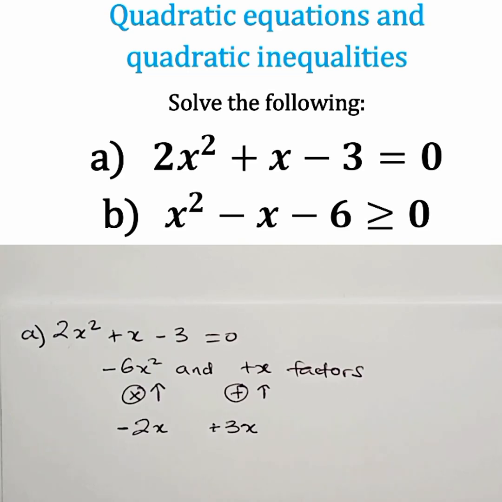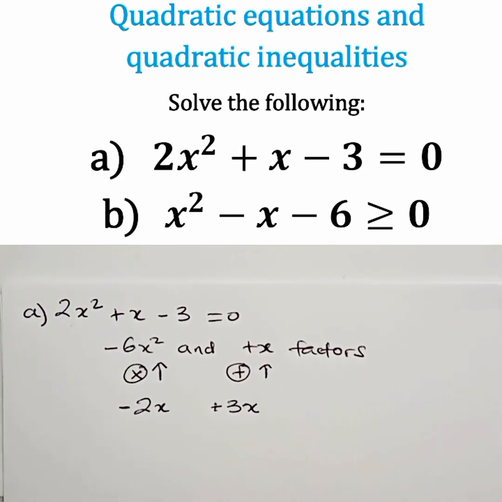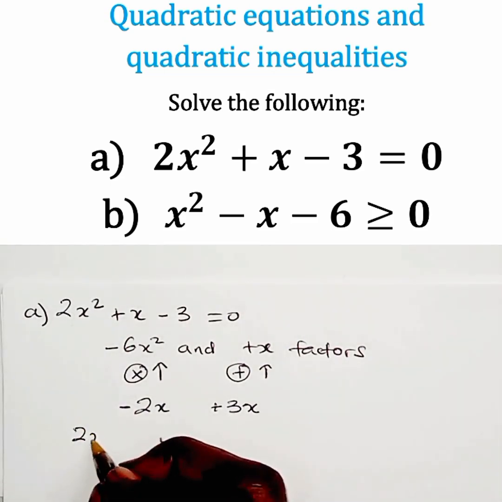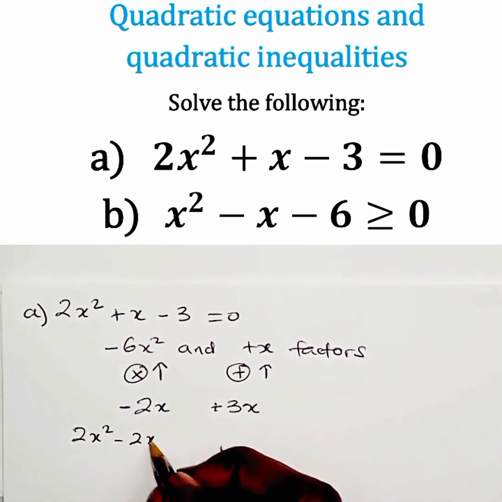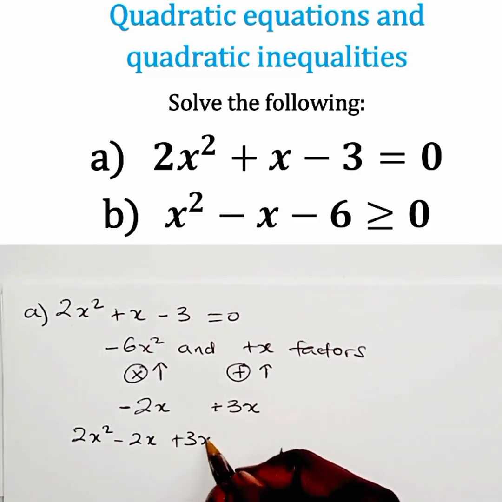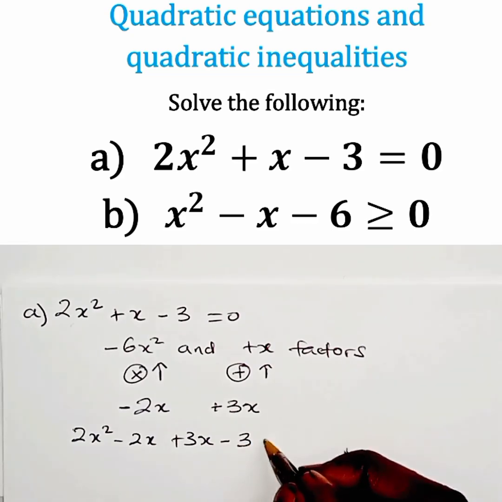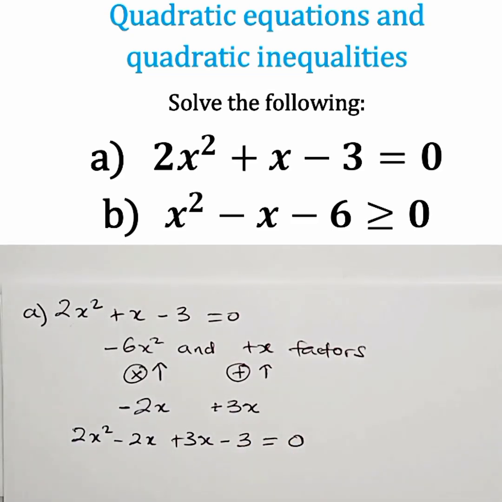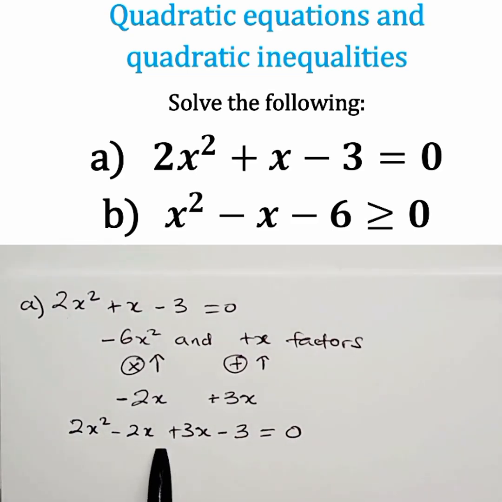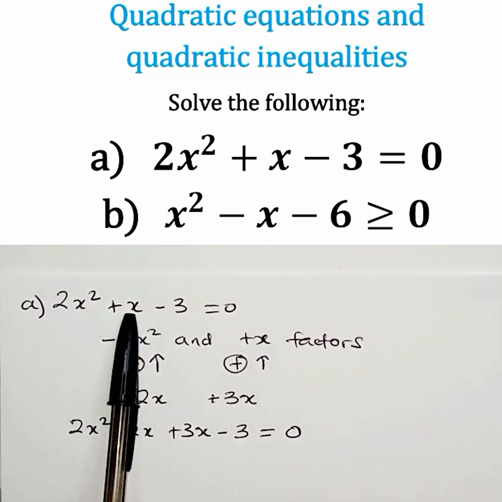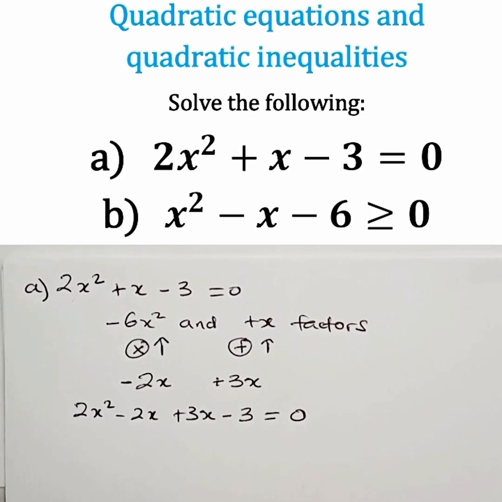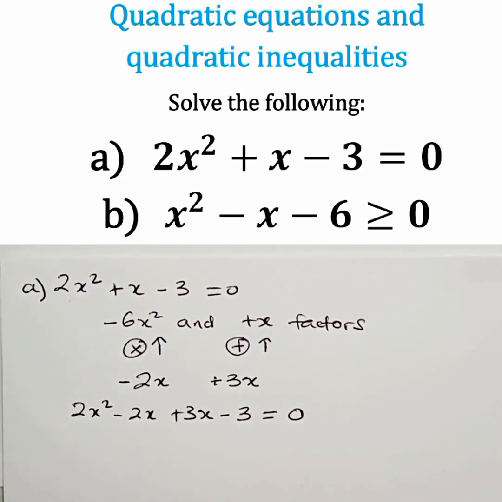All right, now you are just going to take those two numbers and place them at the position of plus x, because if you add them, you're still going to get that. So you're going to have 2x squared minus 2x plus 3x is the same thing. We haven't changed anything on that equation, because if we say minus 2x plus 3x, you're just going to get a positive x. All right, now we group them and factorize them.